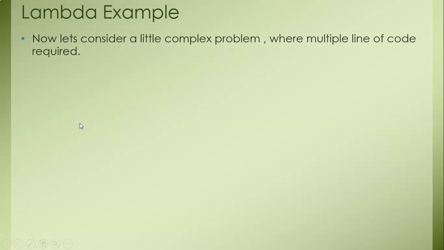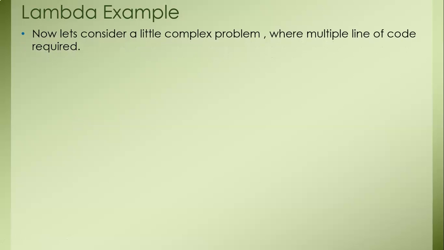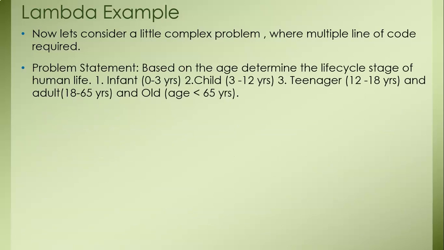Now, so far we have written a simple, single line lambda expression like adding two numbers. Now we are going to write a more complex lambda expression which requires multiple lines of code to implement. Let's consider this problem. We are writing a program to evaluate the human life cycle stage based on age. For example, if the human age is 0 to 3 years, then the life cycle stage is infant. Between 3 to 12, the life cycle stage is child, and 12 to 18 is teenager.